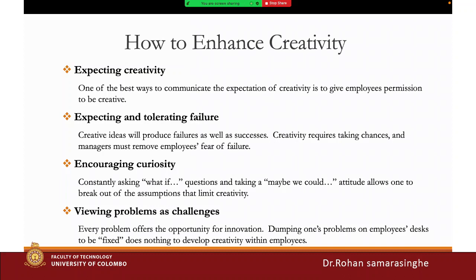Encouraging curiosity means consistently asking what-if questions and saying maybe we could. So don't voice pessimistic ideas, and always encourage the employees. View problems as challenges, because every problem offers an opportunity for innovation. Dumping one's problem on the employee's desk to be fixed does nothing to develop creativity in employees. That's why I will give you a certain scope, and you can freely think.